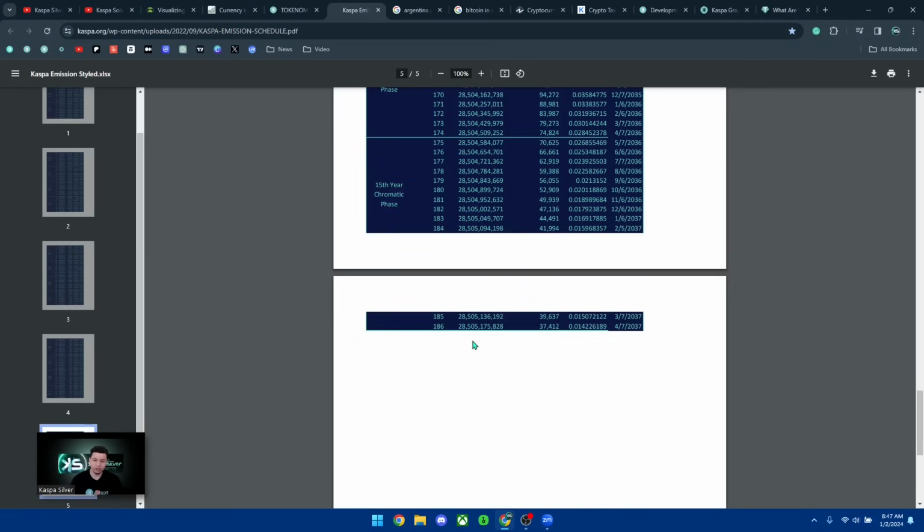So ultimately, new Kaspa is created by miners. Those miners receive the Kaspa as a reward because these miners are securing the network. And it's the same thing with Bitcoin if you're looking at that cryptocurrency as well.